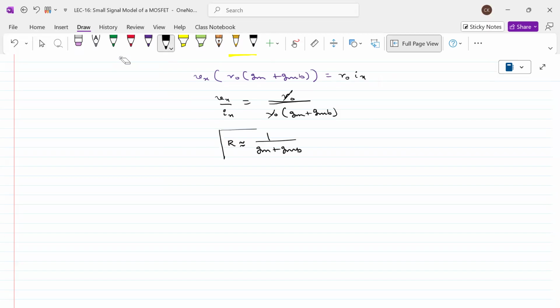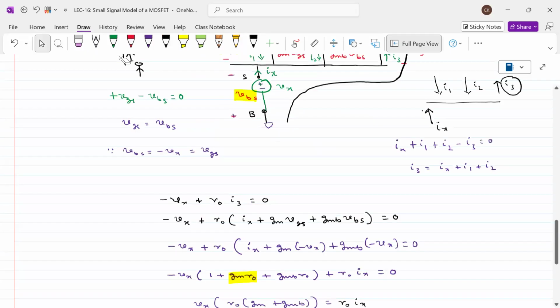So therefore, when looking at the source, what is the resistance offered by the diode connected transistor? 1 by gm plus gmb. Is that point clear to everyone? Okay, we can take the last example and we can leave.